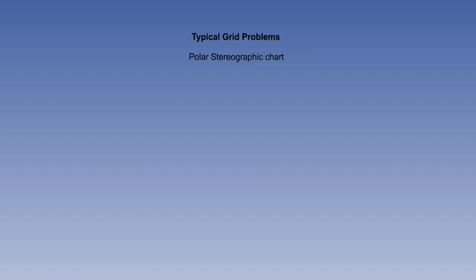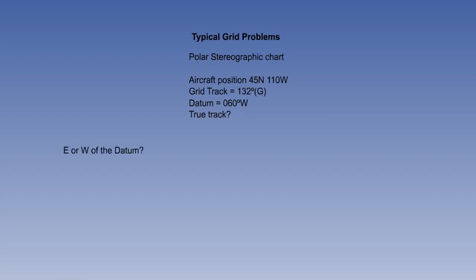This one is for a polar stereographic chart. The aircraft position is 45 north, 110 west. The grid track is 132. The datum is at 60 west. What is the true track? We'll start by working it out using the rules. Is the aircraft east or west of the datum meridian?